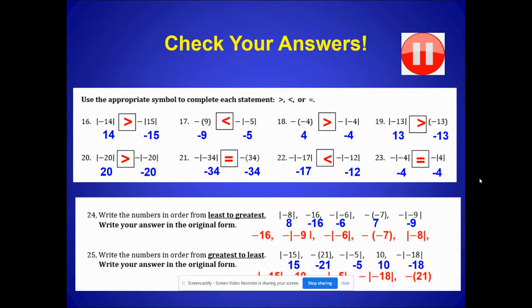I have all of the answers up for you instead of going through them one by one. In blue, I have the values of each side when we're comparing, and then in red I have our symbol: greater than, less than, or equal to. And then at the bottom, from least to greatest is the first one, and greatest to least is the second one. Go ahead and pause the video now and check your answers.